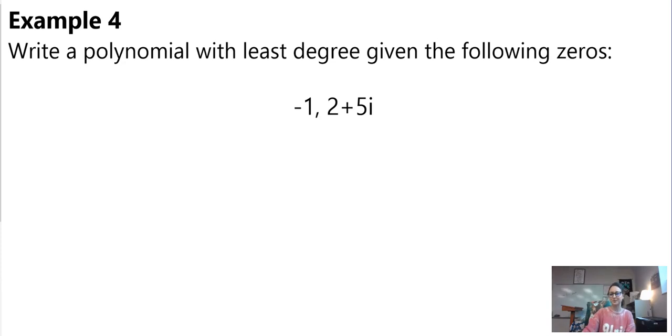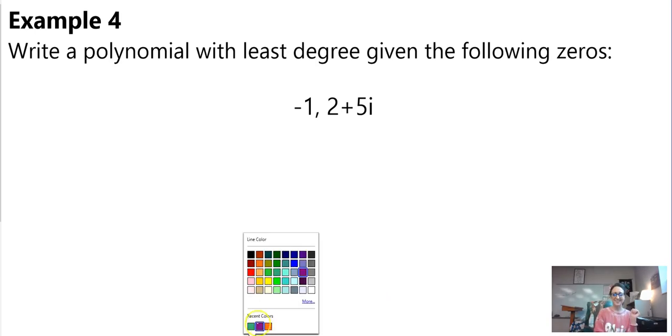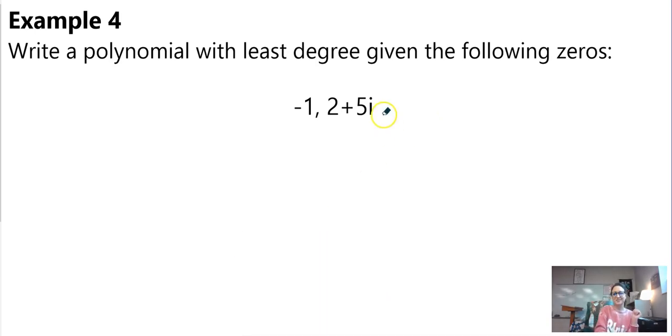All right, can you write example 4 in your notes and then also just these two values? Okay, so the directions for example 4 say write a polynomial with least degree given the following zeros. So I've got negative 1 and I've got the 0 of 2 plus 5i, right? Which means I have what other 0? 2 minus 5i, okay? So here are my 3 zeros.